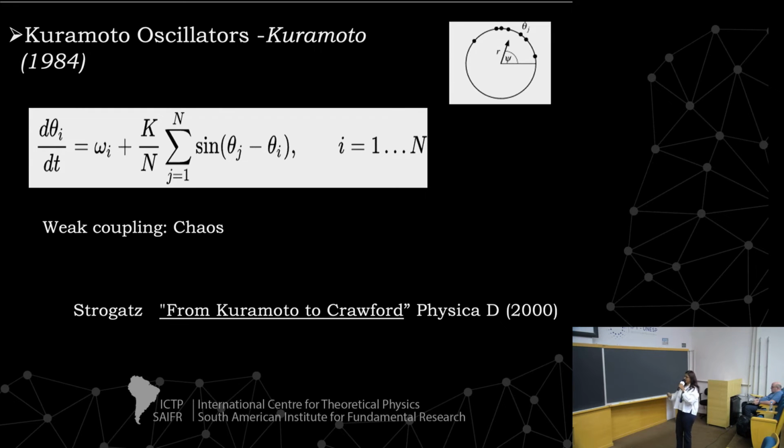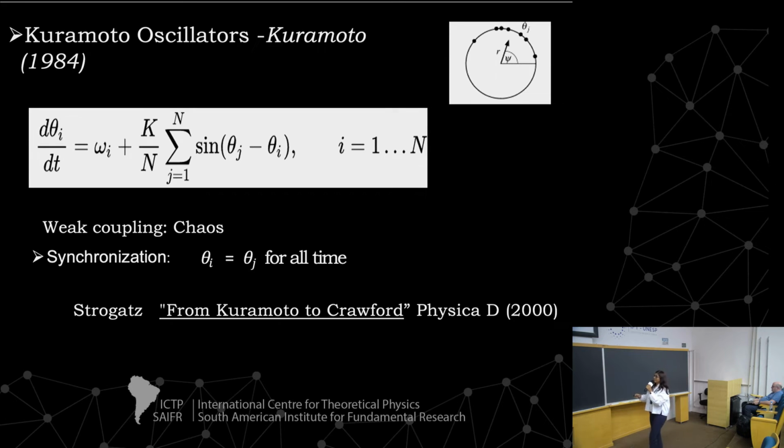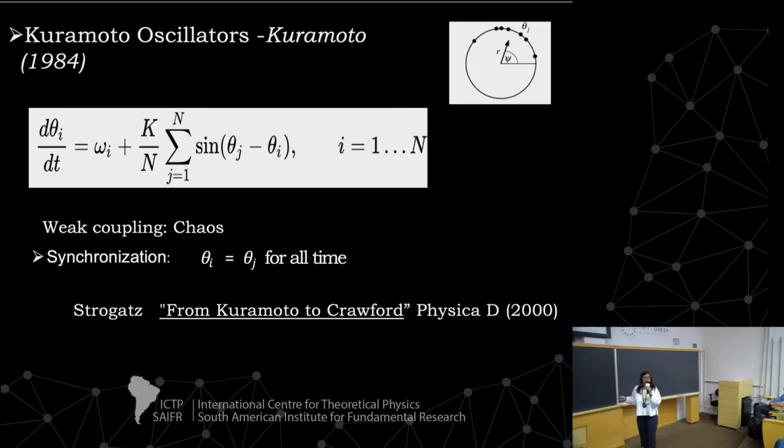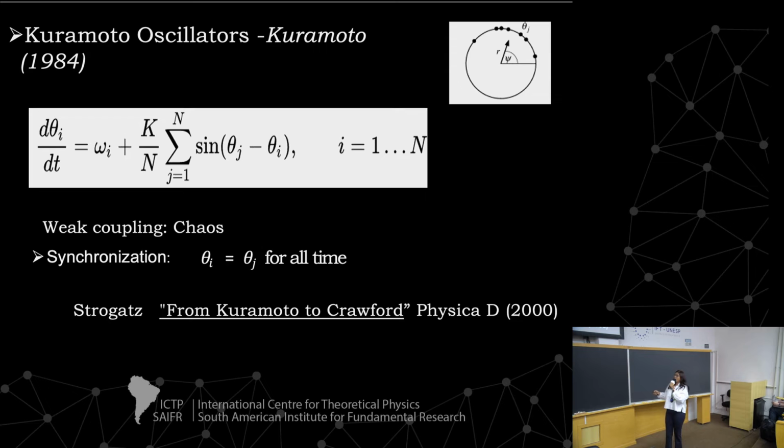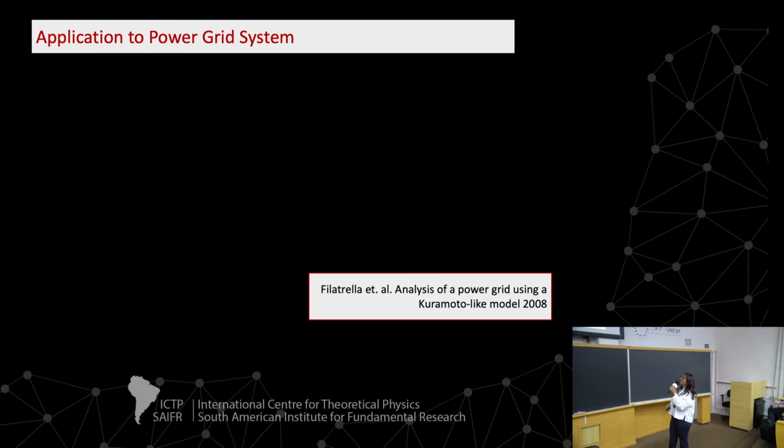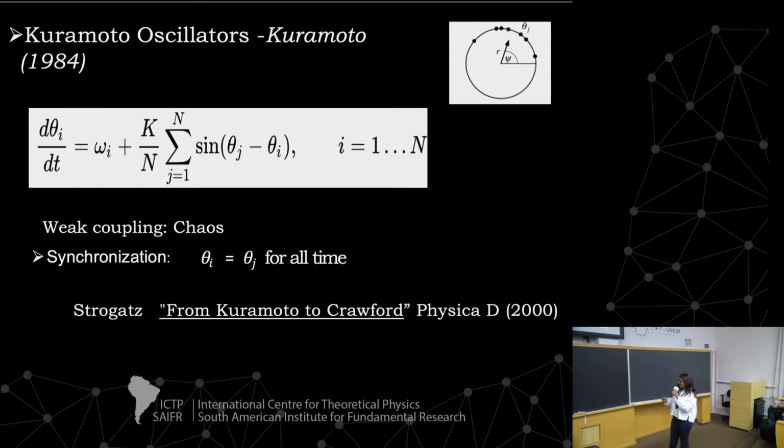And in the weak coupling, chaos has been shown, but I am not focusing there. My interest is synchronization, and the definition of phase synchronization here is theta_i equal to theta_j for all time t greater than some initial transient. So I am focusing on the synchronization.